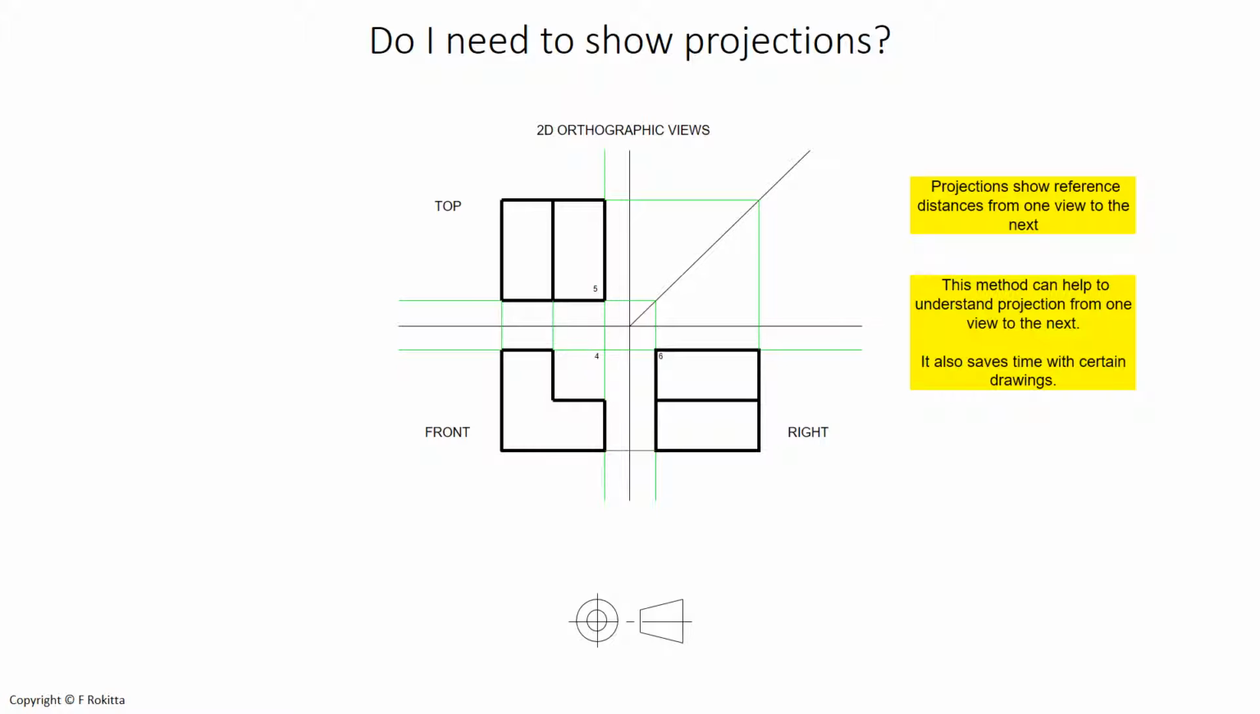Do I need to show projections? Provided is a 2D orthographic diagram with the top, front, and right view already drawn in. Projections show reference distances from one view to the next. This method can help to understand projections from one view to the next. It also helps save time with certain drawings that are a bit more complicated. The green lines here represent the projection lines, which will help with the height, length, and depth of each of the views projected to the next.